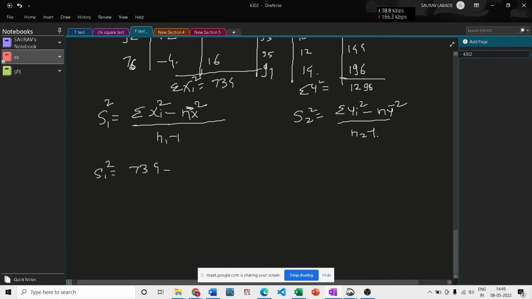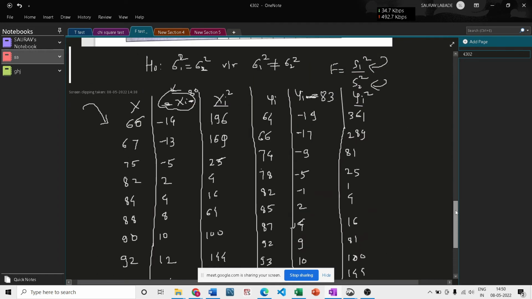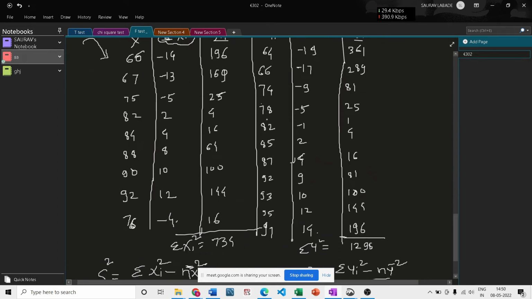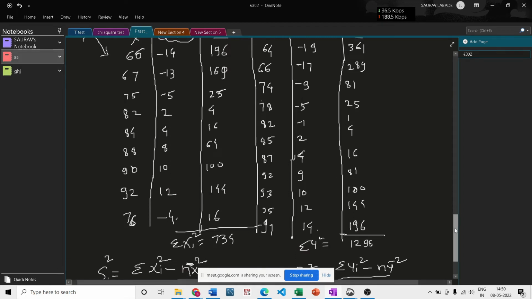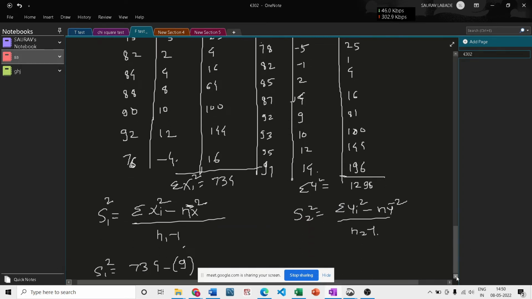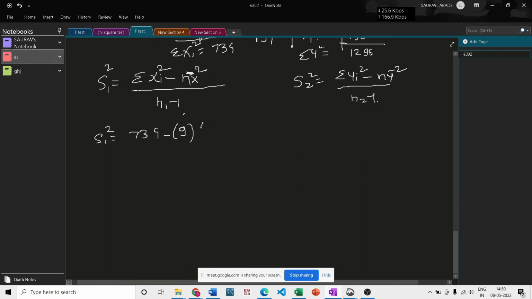1 2 3 4 5 6 7 8 9 values, right? So 9 into x bar means what? That is the mean we have to also find, right? I think we have to take the mean of these values, so just find out that mean. Then x bar square divided by n1 minus 1 means what? That is 9 minus 1, which is 8.